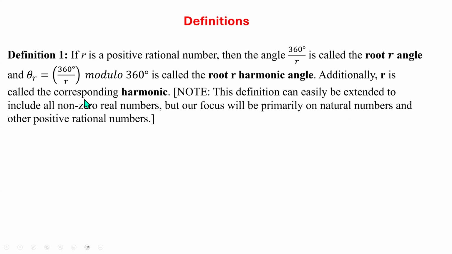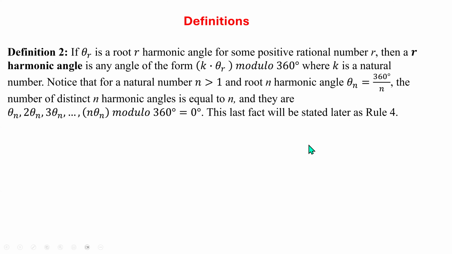Additionally, R is called the corresponding harmonic. So we have the harmonic and the root R harmonic angle. I'll note that this definition can easily be extended to include all non-zero real numbers. We don't have it for zero because we can't divide by zero here. But our focus will be primarily on natural numbers and other positive rational numbers.